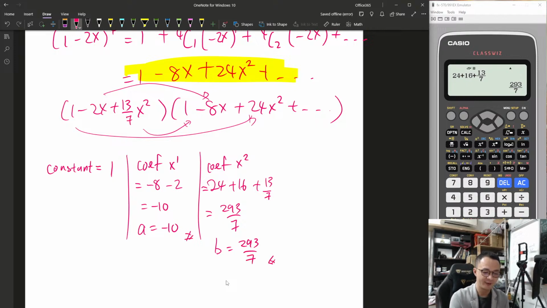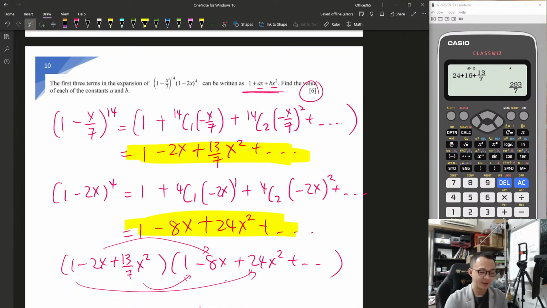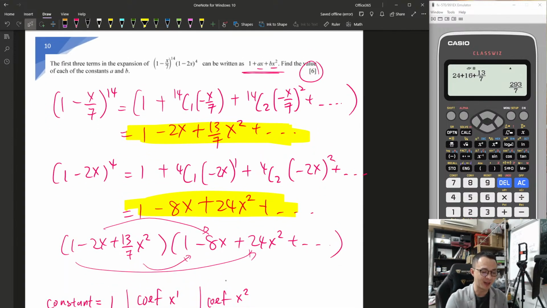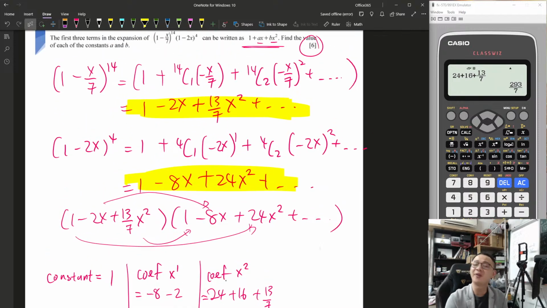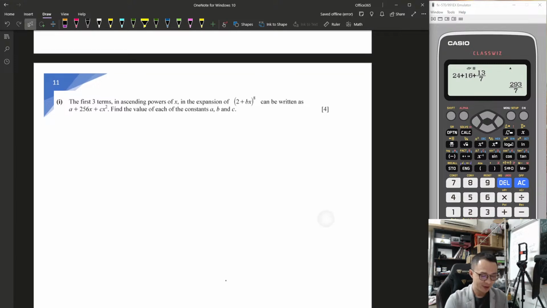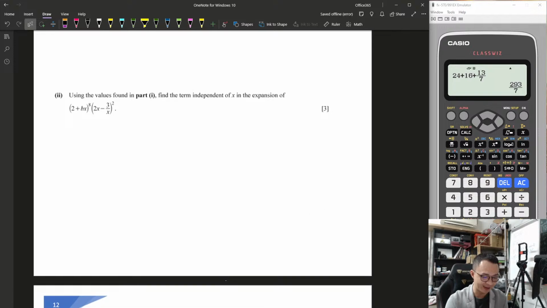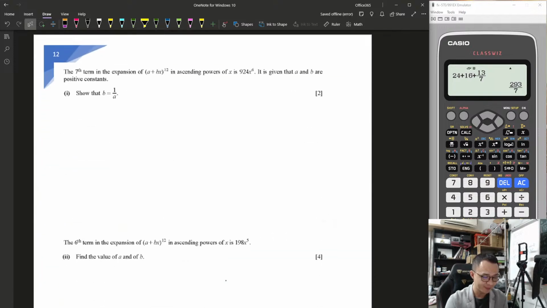So yeah, this is how you solve this kind of 6 mark question. You need to expand both of them and then find a way to crossover multiply and see what values they can get. Alright, maybe I will go to one last question before we end the live streaming today.